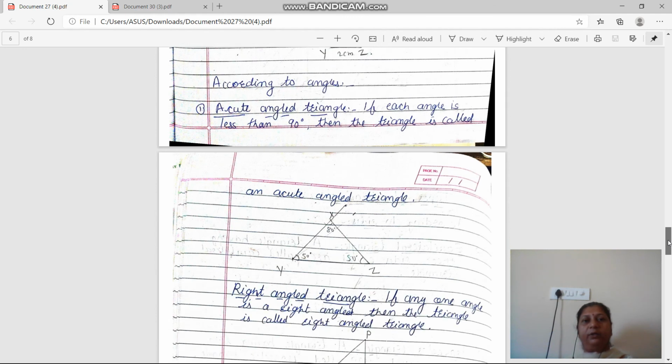So see here, according to angles, acute angle triangle. If each angle is less than 90 degrees, then the triangle is called an acute angle triangle. See, each angle is less than 90, it is 80, 50 and 50, right? So each angle is less than 90, so it is an acute angle triangle.